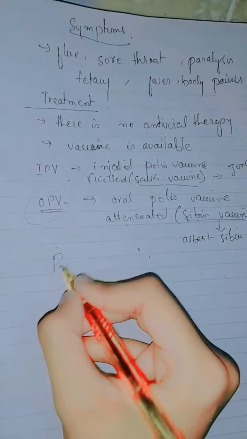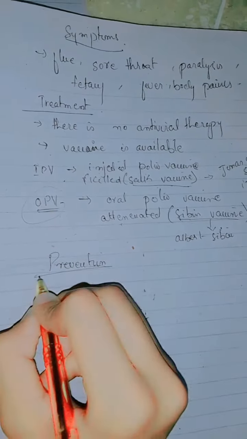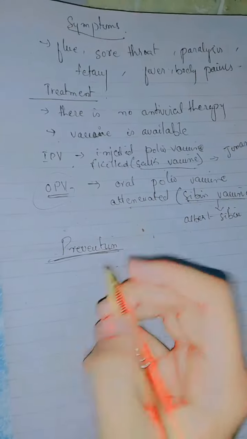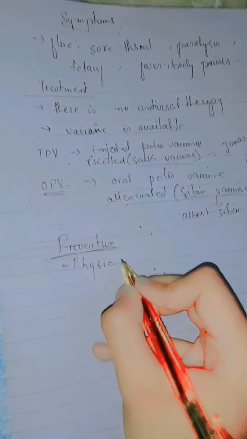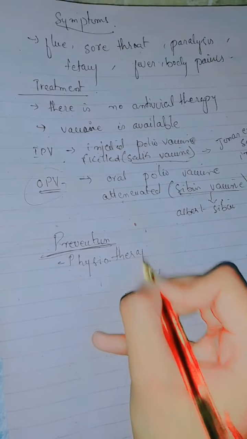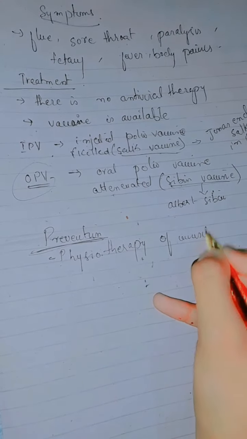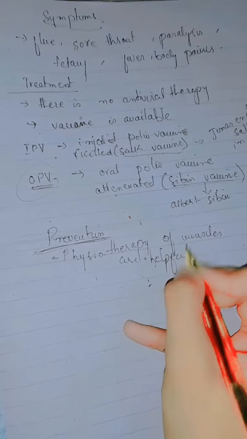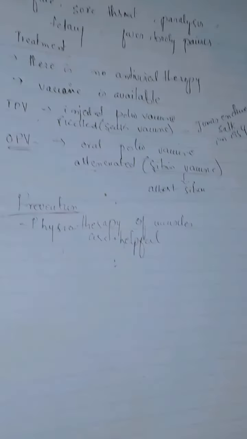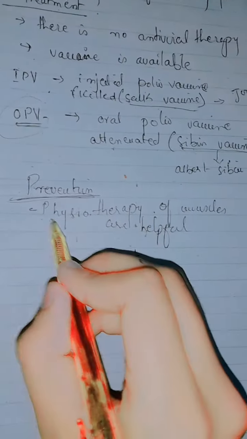If we talk about the prevention of this, physiotherapy of muscles is helpful. For polio virus, physiotherapy of muscles is basically helpful.